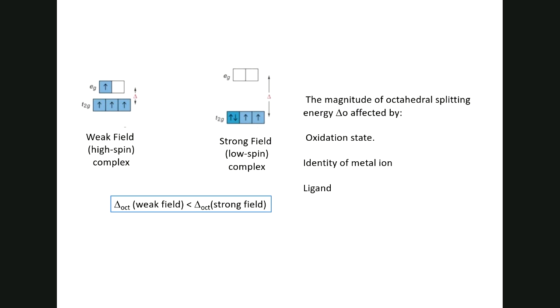All right. So if we have a weak field complex, it means that delta is small. So if you look here at an octahedral complex, right, we know it's octahedral because there's an eg set and a t2g set, and here delta is small, so therefore there's a small gap between the two. If I have a strong field or a low spin complex, then delta is large, right, and I have a large gap between the two. And this is going to influence how I pair my electrons, and also the magnetism of my complexes.